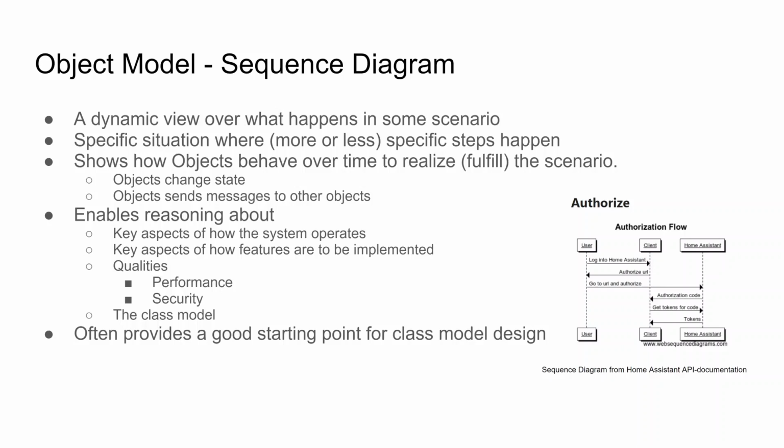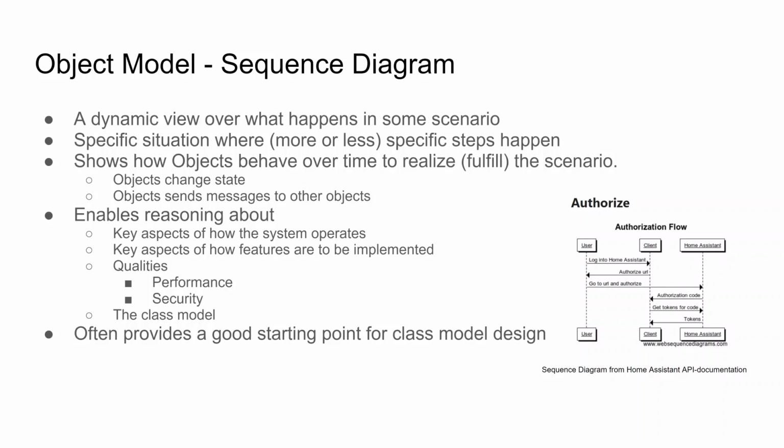You can see a little bit of an example of a quite high-level sequence diagram from the Home Assistant API documentation, where you have three objects: user, client, and the Home Assistant object. And time flows downwards in such diagrams, because first you log into Home Assistant, the client responds with a URL, and then the user goes to this URL and authorizes, and so on and so forth.